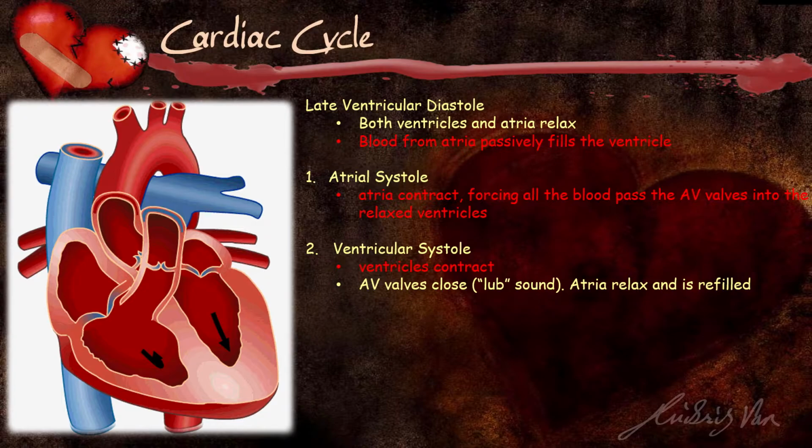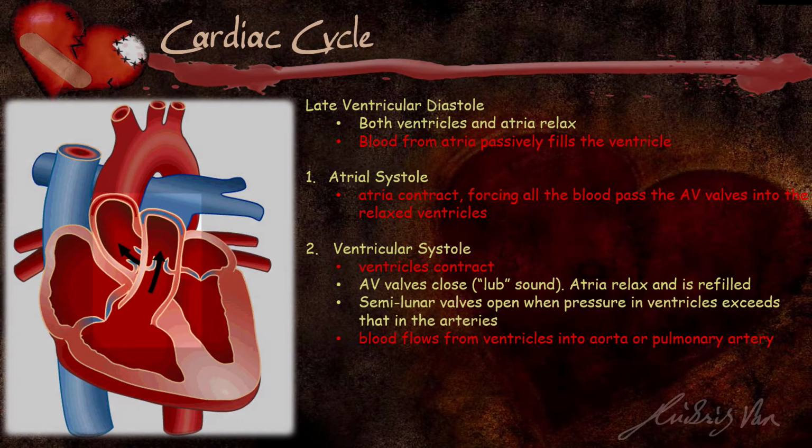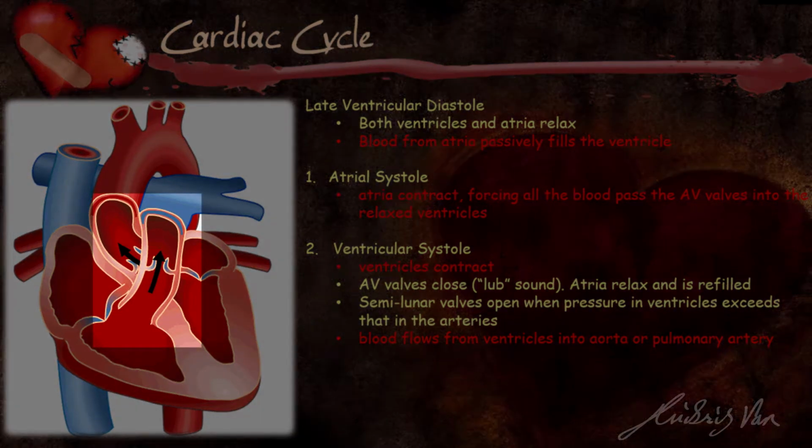After the AV valve is closed, the atria will start to relax and is refilled with blood from the pulmonary vein or the vena cava. So the ventricles will continue to contract and the pressure in the ventricle will build up and eventually it will exceed the pressure of the aorta or the pulmonary artery.